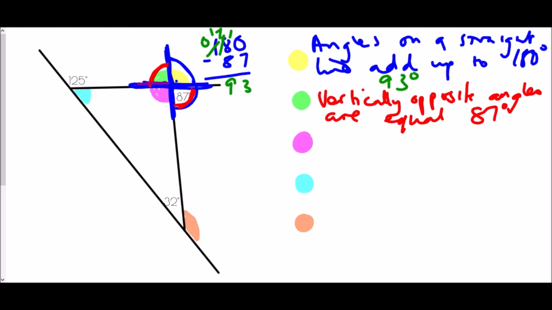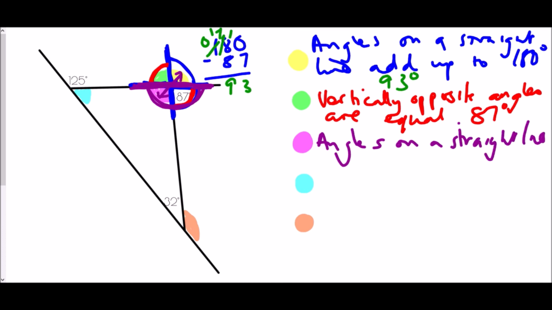The pink one, well, again, this is entirely up to you how you go about it. The pink one, we could be thinking about the fact there is a straight line here, and so it's a straight line with the 87 degrees. Or we could also be looking and saying that it's vertically opposite the yellow. And so it's up to you which one you choose. I'm going to go with angles on a straight line, just because that is incorporating an angle that we knew from the diagram. So again, angles on a straight line add up to 180. And I don't need to do the calculation this time because it's going to be exactly the same as what we had up here. And therefore, it's 93 degrees.